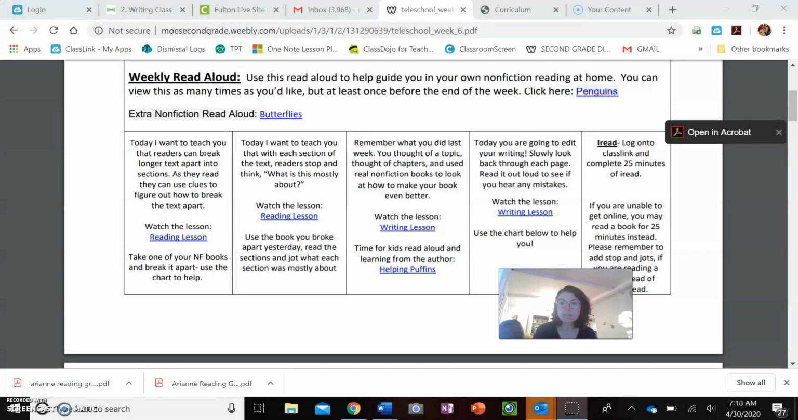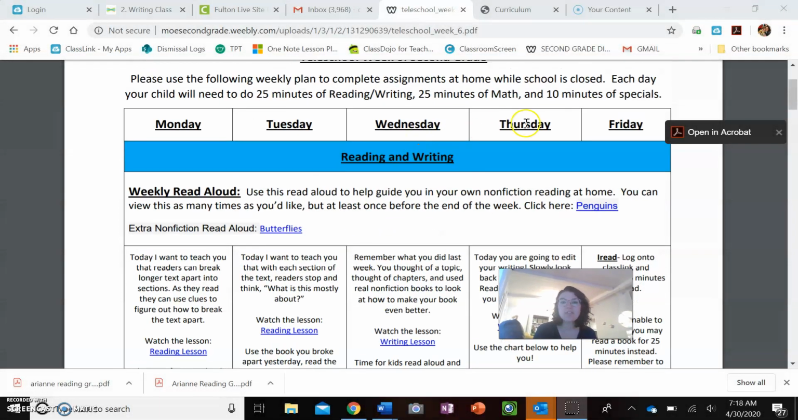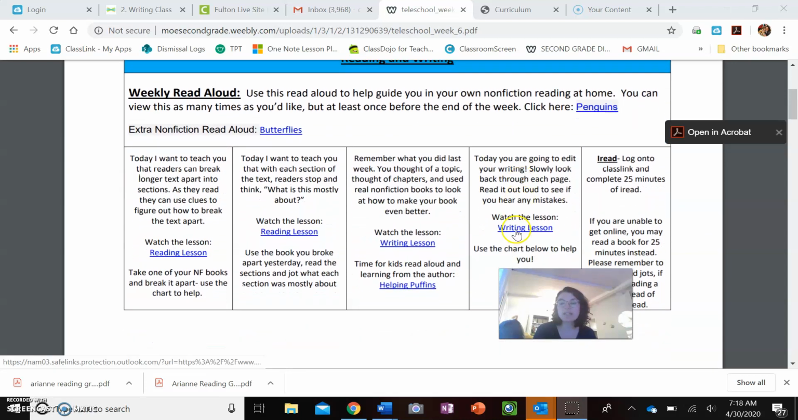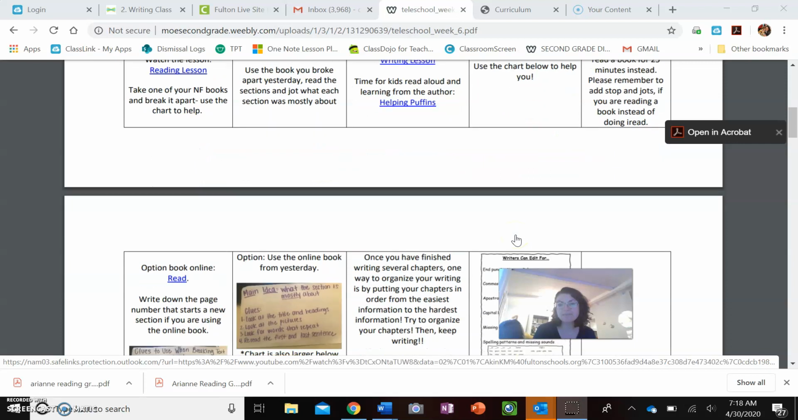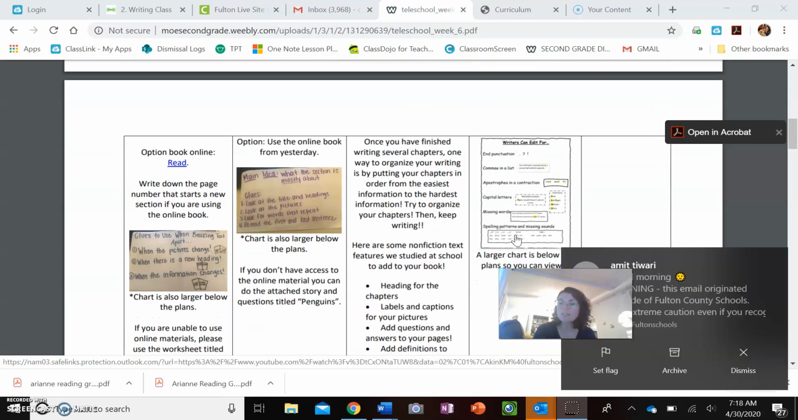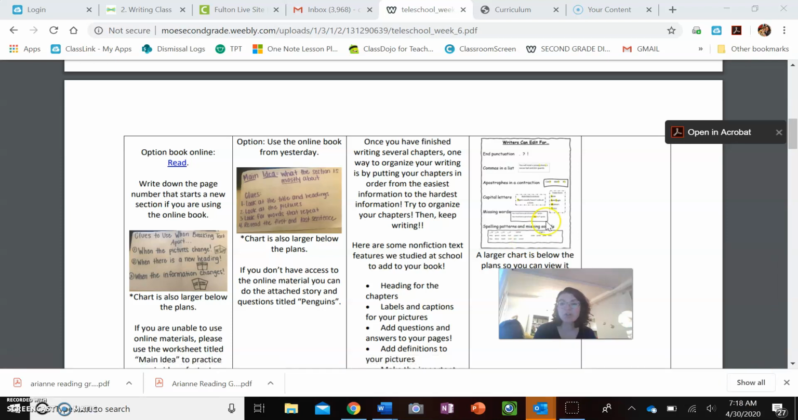So I'm going to go to the lesson plans. Today is Thursday. So for writing, you're going to watch my writing lesson on editing. And you guys are going to edit what you've written so far. And then you can keep writing. And I have a chart for you here for you to edit with.